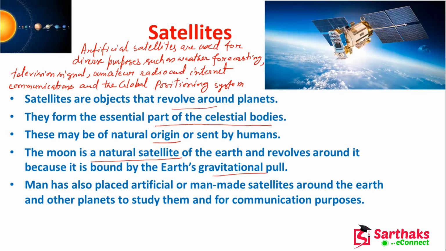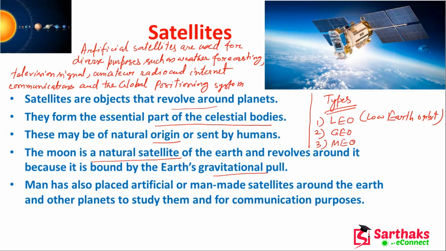So there are four types of satellites here. I am writing the types here. The first one is the LEO, that is the low Earth orbit. The second one is the GEO, that is the geosynchronous Earth orbit. The third one is the MEO, that is the medium Earth orbit. And the fourth one is the elliptical. Okay, clear?